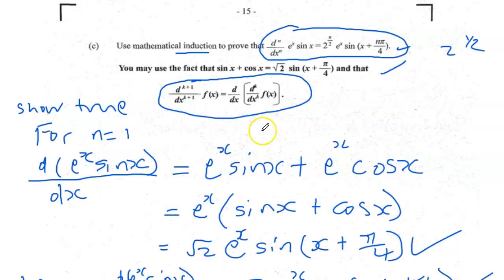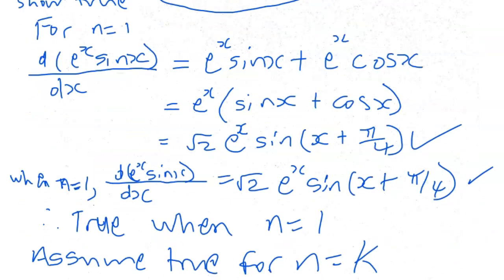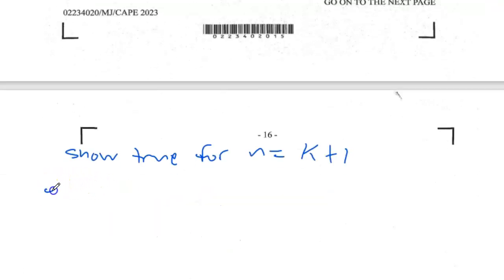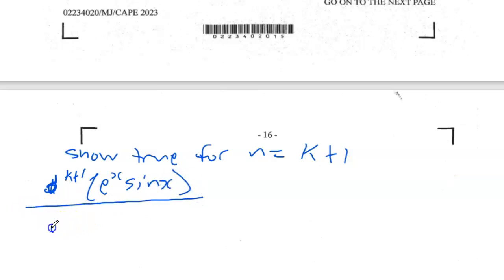Alright, let me just restate this. d^(k+1) of f of x. And remember what f of x was? f of x was e to the x sine x. So d^(k+1) of e to the x sine x over dx^(k+1).